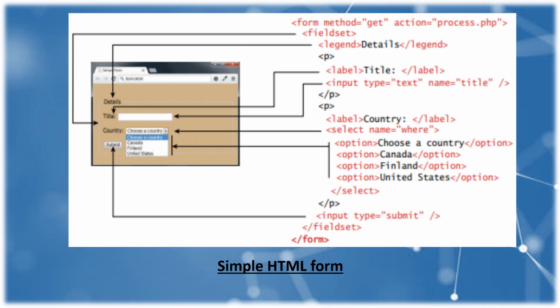Then comes the country. Here we have chosen the tag select name, and there are a few options which have been included in this. The user can choose any one of the countries which they belong to. Then lastly, there's a submit button, wherein after filling the form, the user can just click the submit button to submit the form.